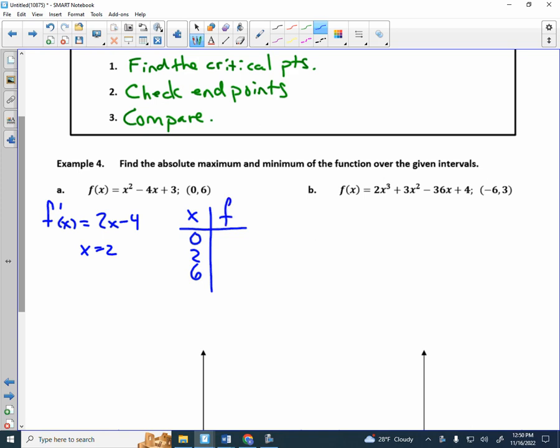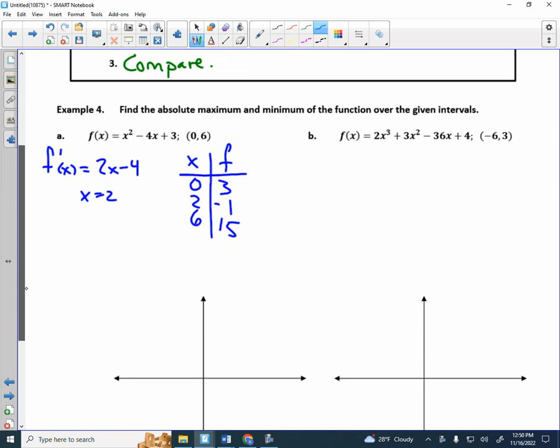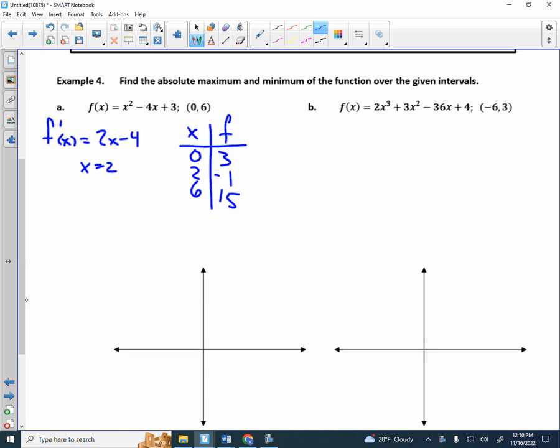If you plug 0 into this function, what do you get? You get 3. If you plug 2 in, you get 2 squared is 4, minus 8 is negative 4, plus 3 is negative 1. Now I'll plug in 6. 6 squared is 36 minus 24 is 12, plus 3, 15. So what is the absolute maximum value?